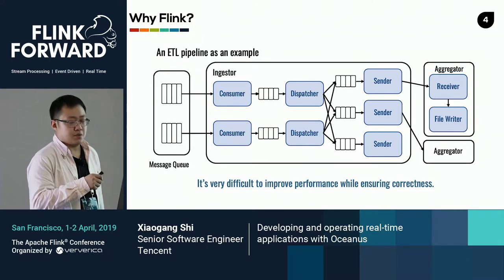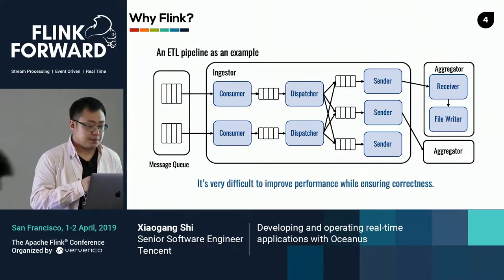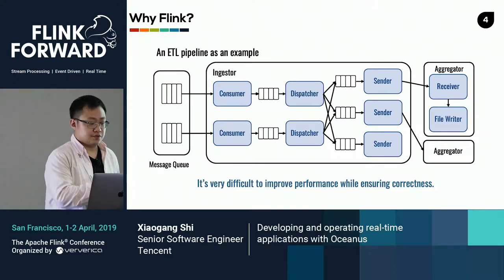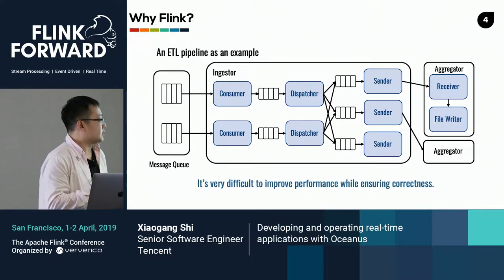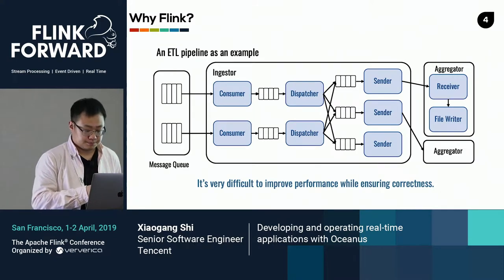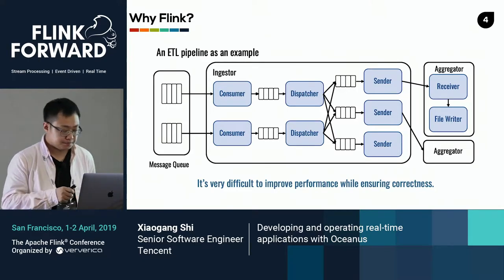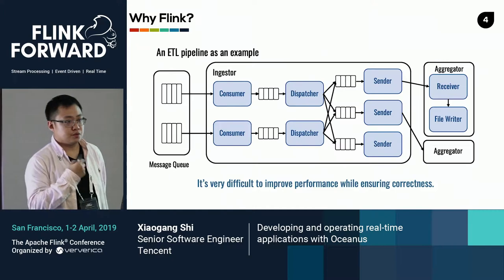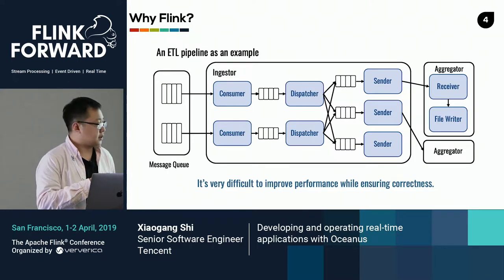But in those years, we were struggling with the drawbacks of Storm. Here is a typical ETL pipeline. In the ETL pipeline, we ingest data from message queues and then perform some aggregation in our aggregators. And finally, the results are written into the files read by our data warehouses. Actually, the ETL pipeline works well in the simplest settings, but when we want to do some optimization to our pipelines, we came across some challenges.